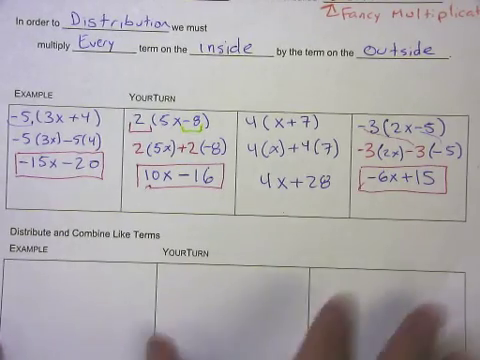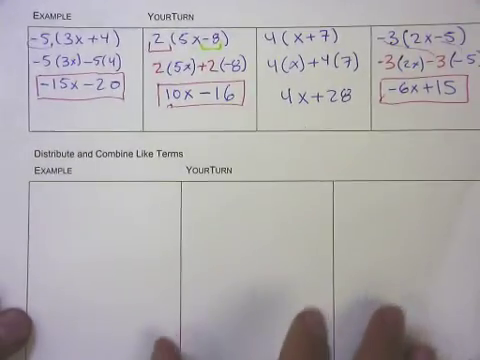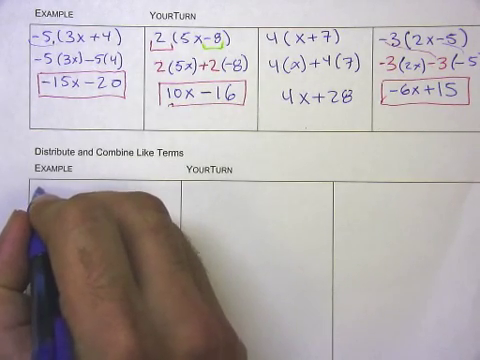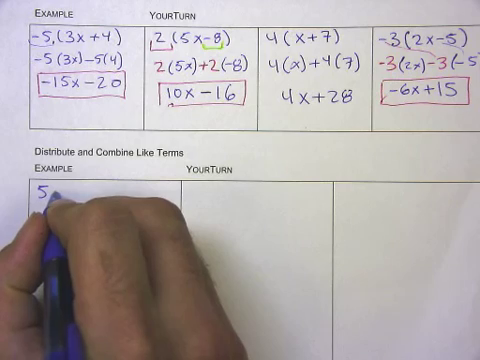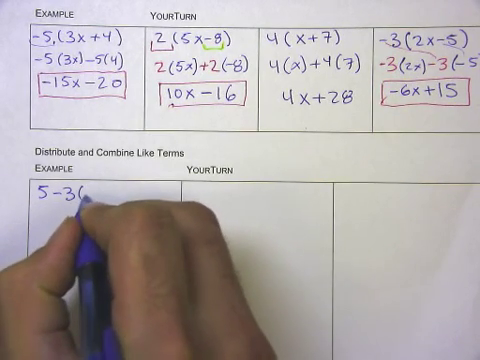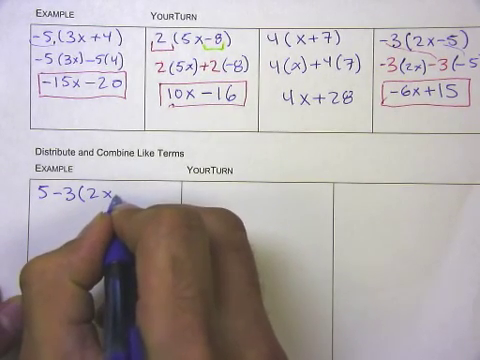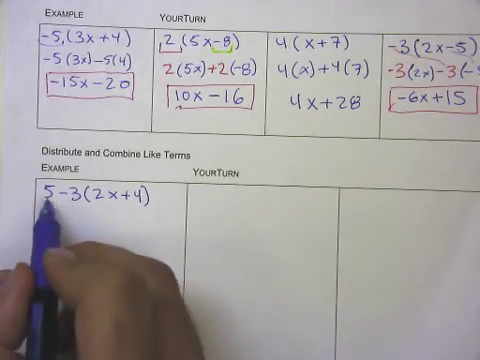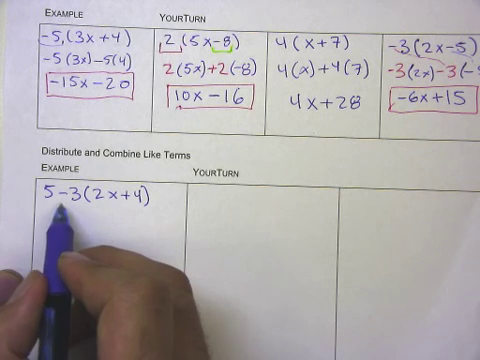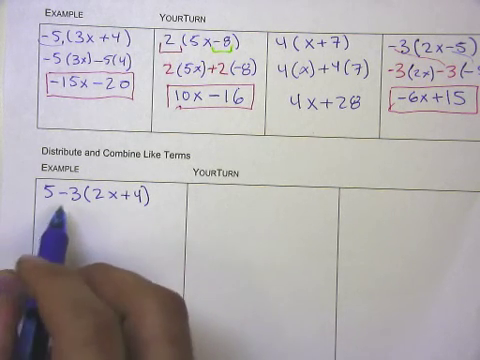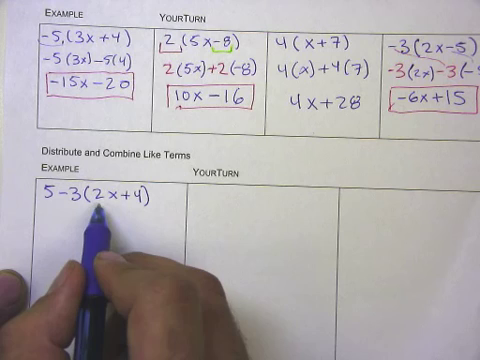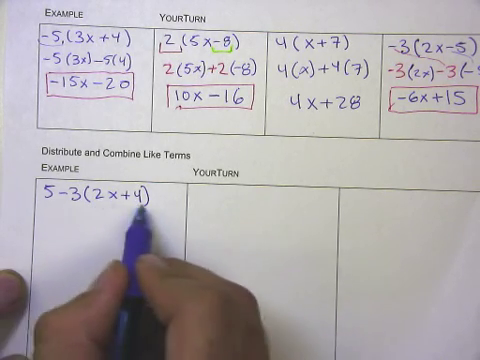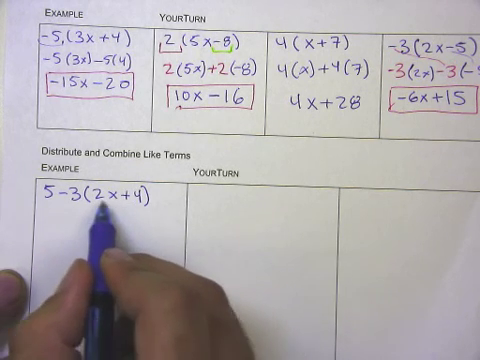All right, so now let's combine this skill of distribution with our combining like terms operation. So for example, what if we had to simplify 5 minus 3 times 2x plus 4? We may be tempted to do this 5 minus 3 first, but remember, PEMDAS, please excuse my dear Aunt Sally, order of operations tells us first try to simplify inside your parentheses. Can we simplify anything inside there? We can't because they're not like terms.